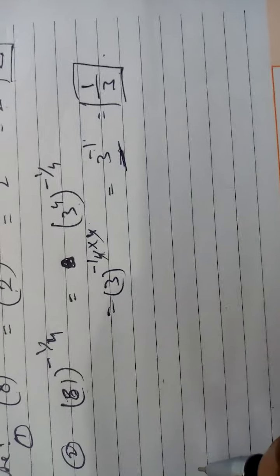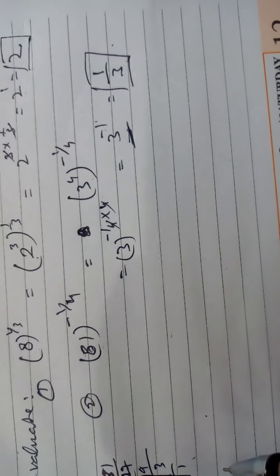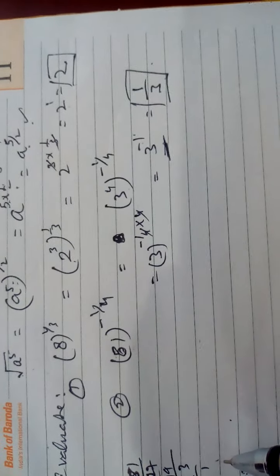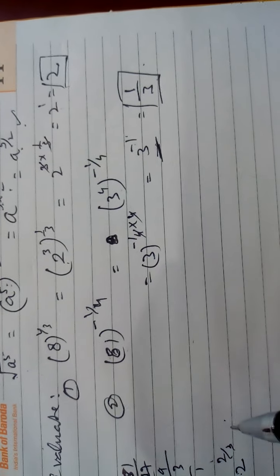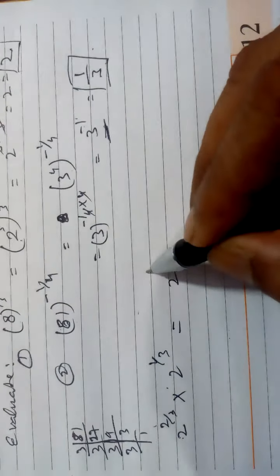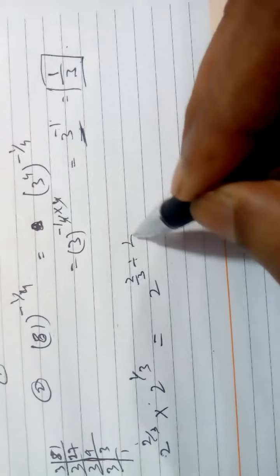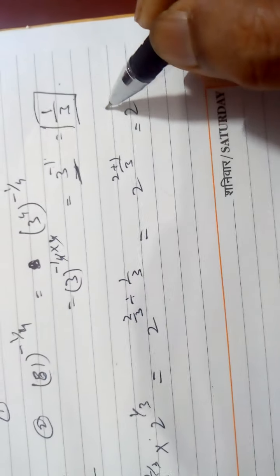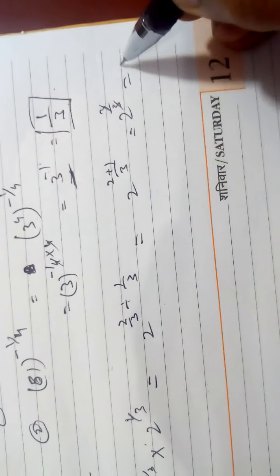Suppose another question is given: 2 power 2 by 3 multiplied by 2 power 1 by 3. What will you get? 2 power 2 by 3 plus 1 by 3 is equal to 2 power (2 plus 1) by 3, that is 2 power 3 by 3, and your answer is 2.